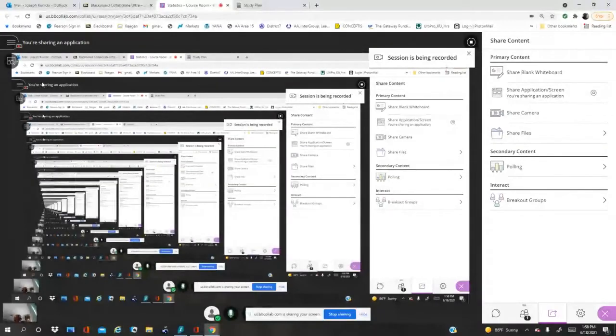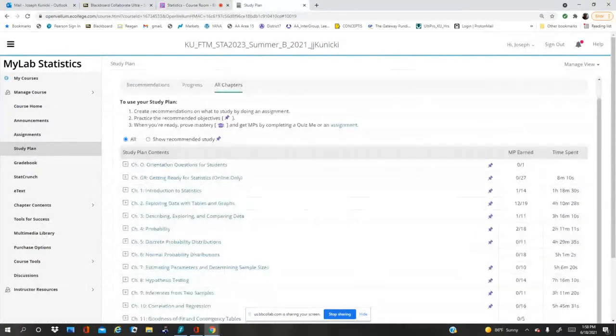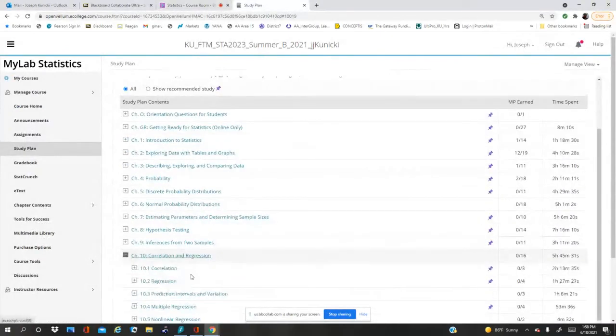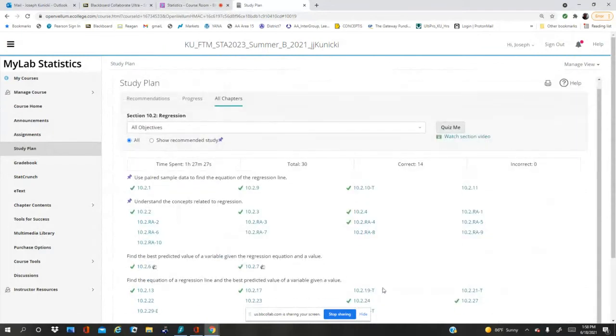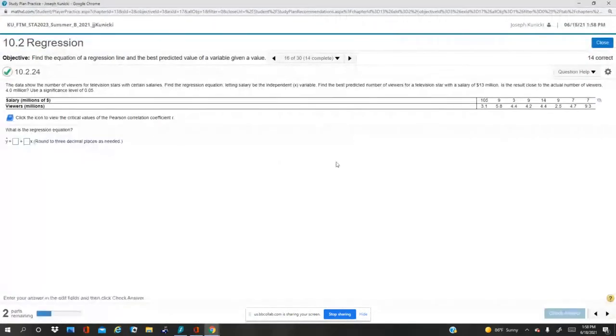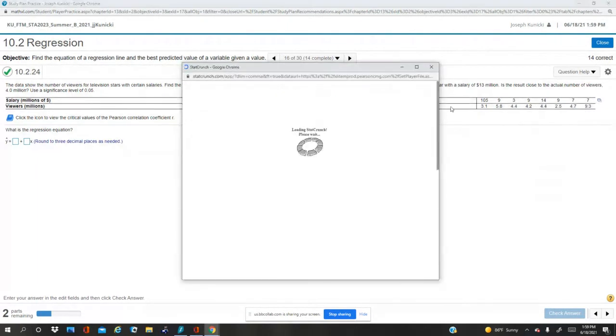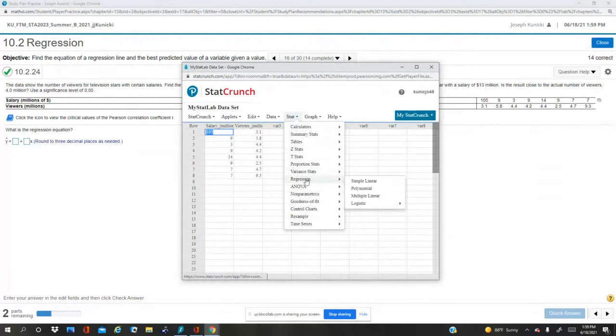Okay, so now we're going to do problem 10.2.24. Here they give us the raw data, and then first they want the regression equation. So I just run the data into StatCrunch, and the test that we use is Stat, Regression, Simple Linear.